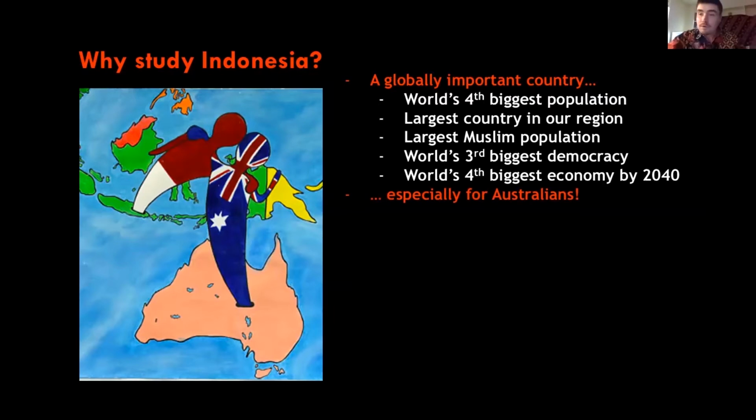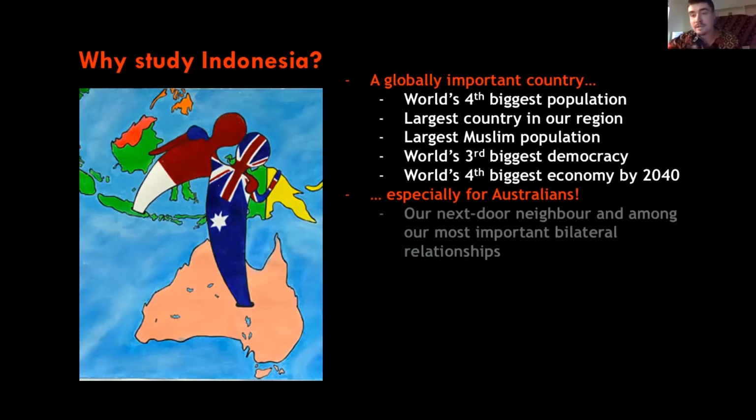And all of these factors are doubly true for Australians, okay? So for people who live in Australia. Not only is Indonesia our next door neighbor, but it is one of our most important relationships. So you may have heard that the largest Australian embassy overseas is located in Jakarta. This demonstrates how much money and how many people Australia is dedicating to the relationship with Indonesia.